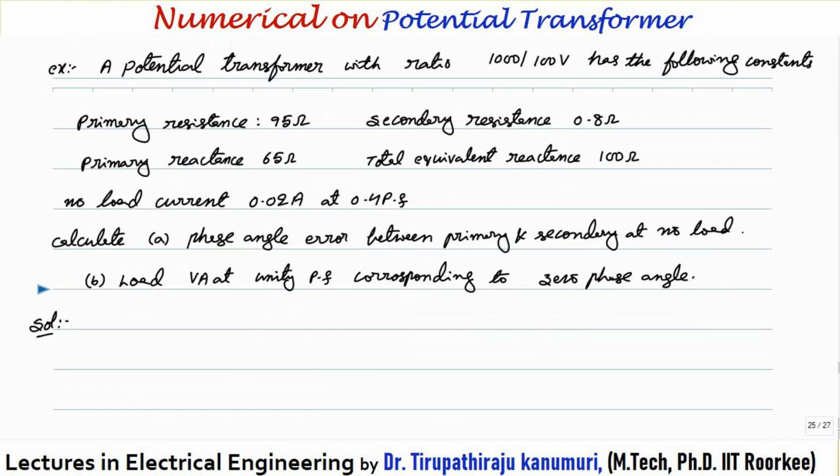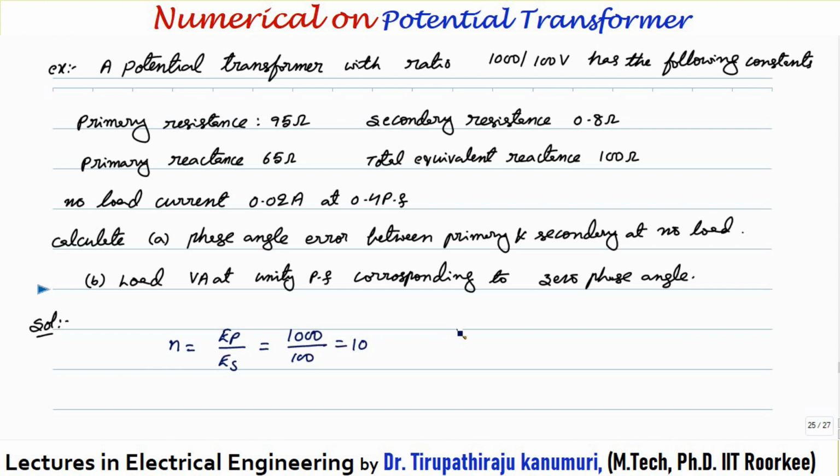So let us see the numerical so that this concept will be clear to you. A potential transformer with a ratio of 1000 by 100 volts. So the ratio is already mentioned there, which I can write as N is equal to, whenever you are reading anything, try to note down the given data so that it will be easy. So this is EP divided by ES, which is given. This is equal to 1000 divided by 100. So this is nothing but equal to 10.